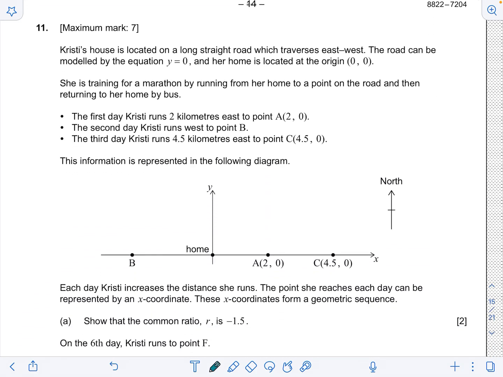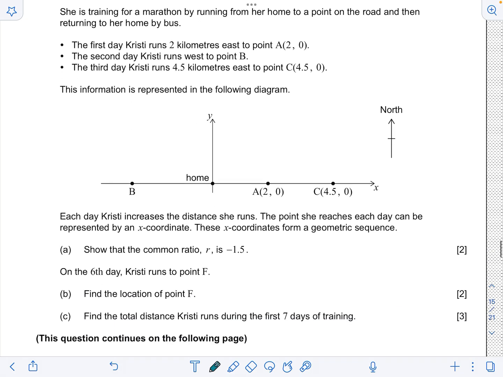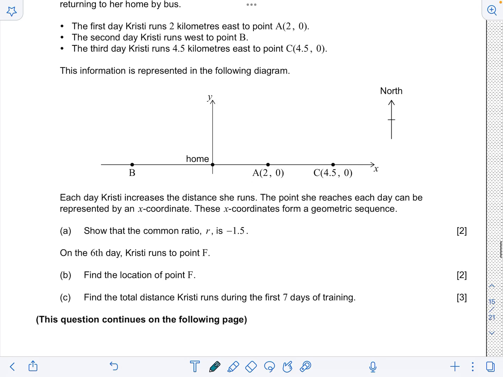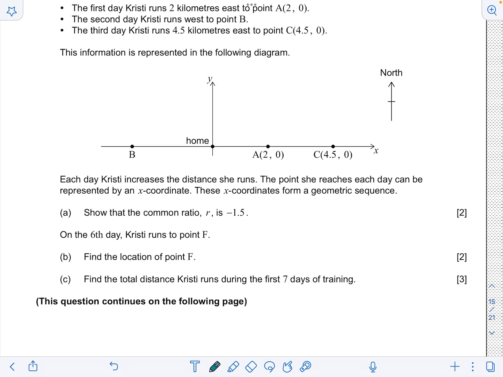Okay, here is a geometric sequence, and you'll see why in a second. She's training for a marathon. Each day Christy increases the distance she runs. The point she reaches each day is represented by the x-coordinate, and the x-coordinate forms a geometric sequence. So that's how we know, and that should make you think about using the formula booklet if you need to. But first it just says, show that the common ratio R is negative 1.5.